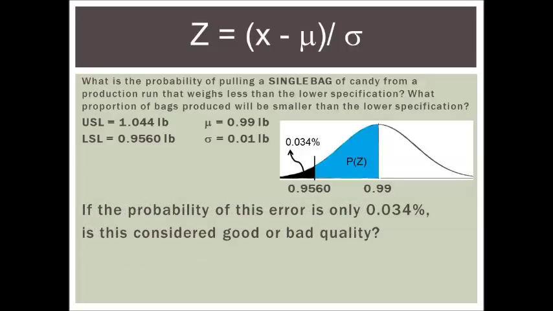So here's something to think about. We calculated the process capability, and we found that the process capability for this process is that it's marginally capable. But now when we calculate the probability of actually finding an error or finding a bag of candy that does not conform to the FDA's regulations, we find that that probability is only 0.034%. So is that really that big a deal? Is having an error 3 or 4 hundredths of a percent of the time a big deal when we're dealing with candy? Well, so what are your thoughts?